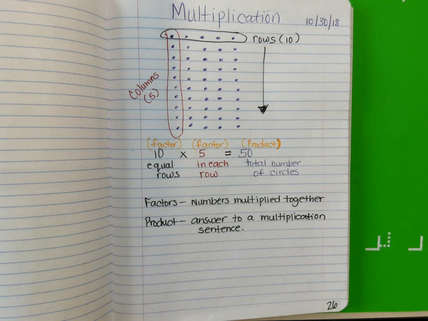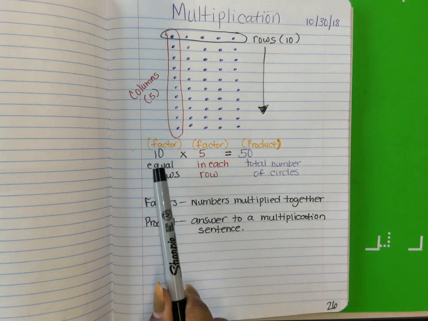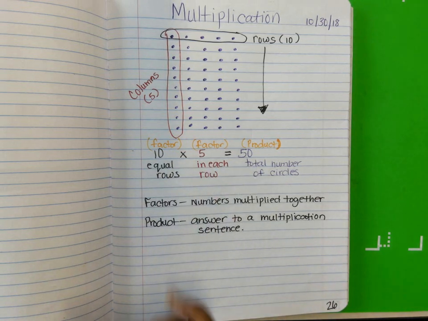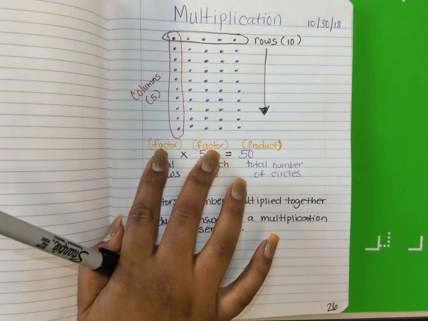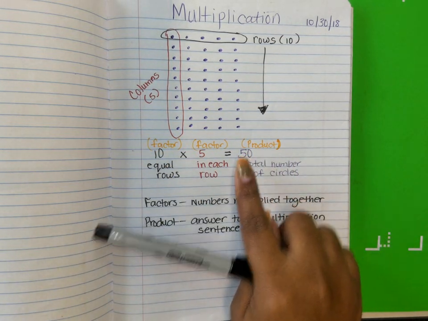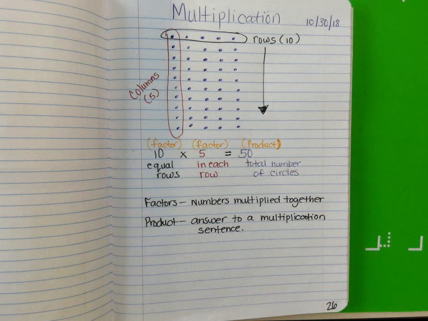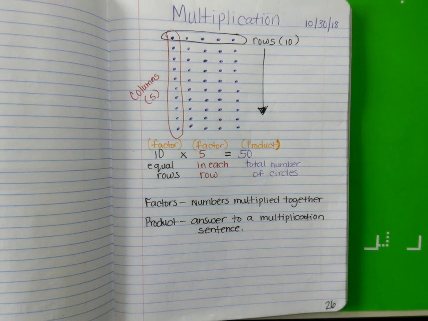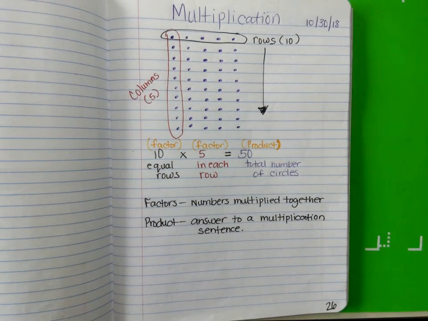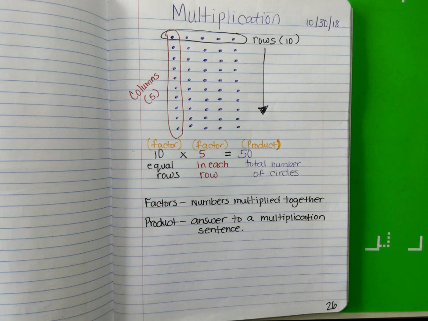Now, just breaking down the number sentence for multiplication: 10 times 5 equals 50. Our two factors are 10 and 5, because these are the numbers that we are multiplying together. And then our product is 50, which is the answer to a multiplication sentence. So go ahead and write down these notes. Okay, so now that we have our factors and our product out of the way, we're going to move forward.